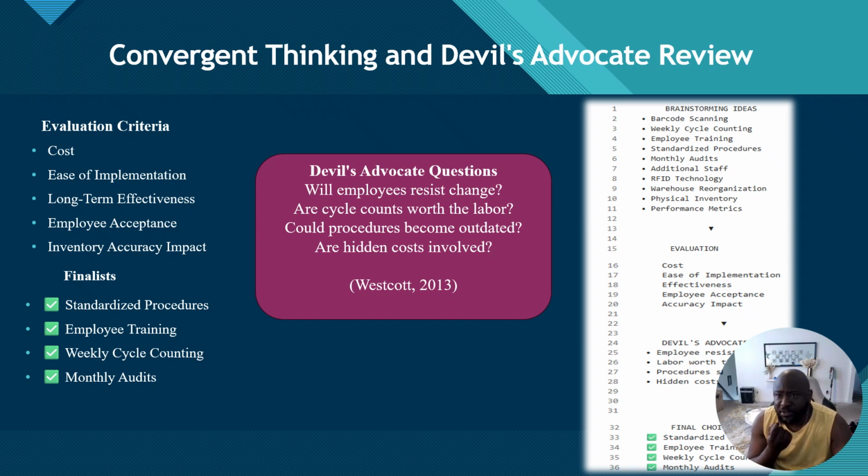Convergent thinking and devil's advocate review. After brainstorming, I narrowed down the list to the most practical solutions. I also challenged each idea by asking difficult questions through a devil's advocate review, as you can see in the presentation. This helped me identify potential weaknesses and confirm that training alone could not be enough. Strong SOPs, strong procedures, accountability, and management monitoring were also needed.